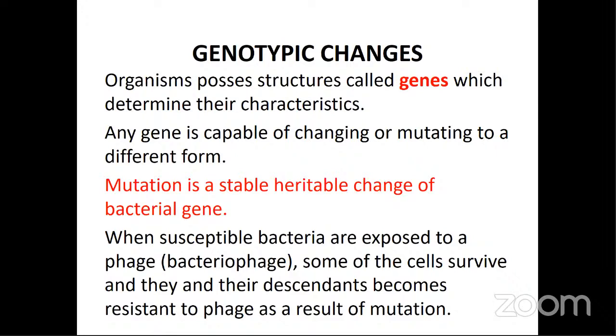So when susceptible bacteria are exposed to, for example, danger, e.g. bacteriophage, which you have learned in your secondary school, some of the cells survive, but they are not going to be the same. Their descendants become resistant to phage because they already mutated. Their cells are already mutated.